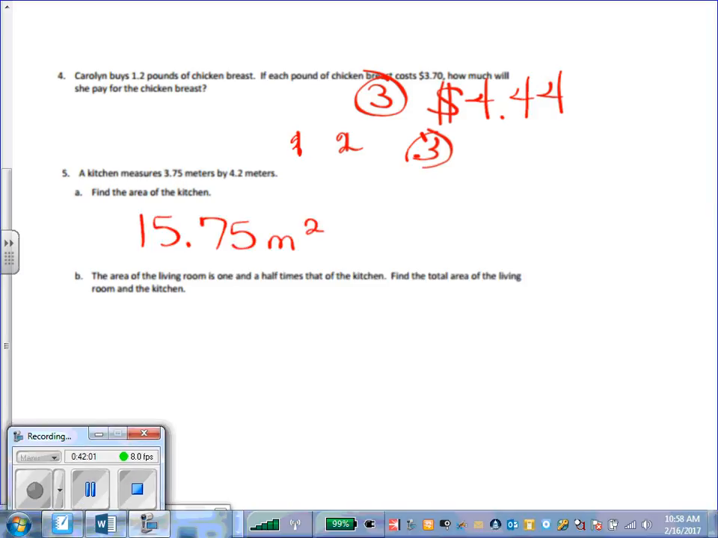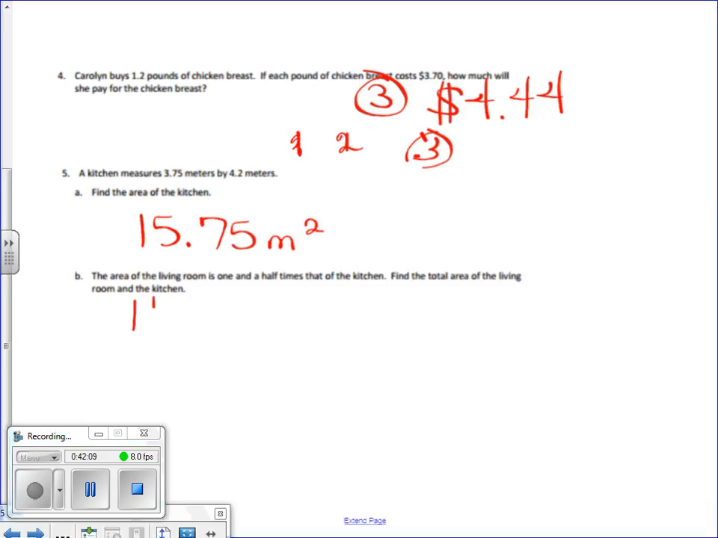So, the area of the living room is 1 1/2 times that of the kitchen. Find the total area of the living room and the kitchen. So I was just writing 1 1/2 because I didn't want to forget. So I need to have 1 1/2 times that of the kitchen. So this would need to be times this.